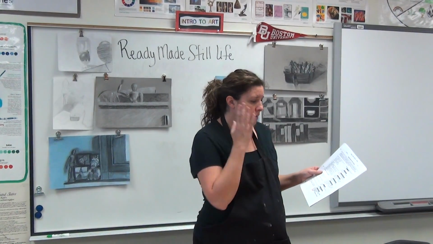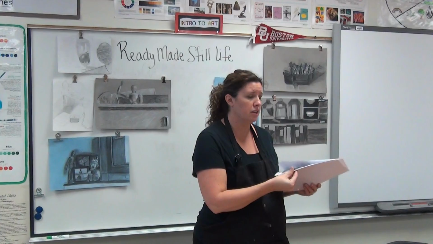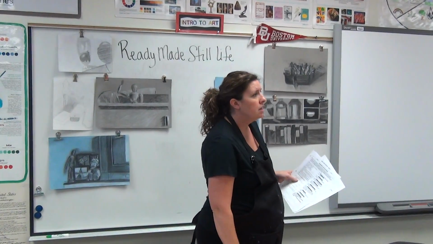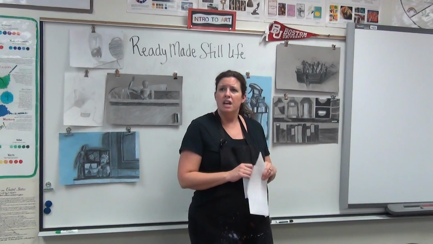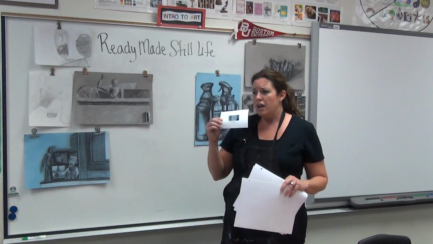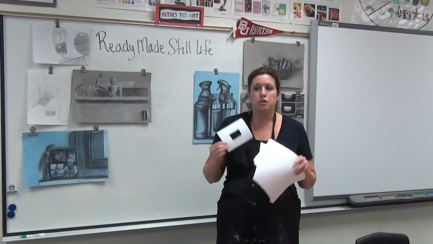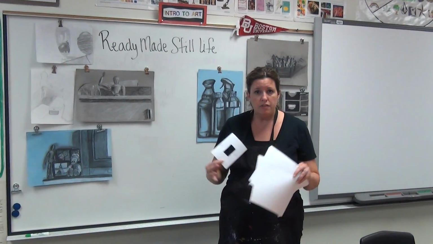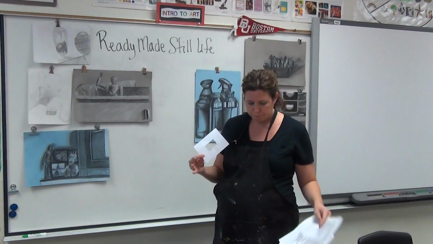So step 1, you're going to find your spot in the room. Meaning, you can stay at your seat. If you need to move around, you can. But you're going to use your viewfinder, and you're going to find a still life that's already there. 3 objects or more that come together that you can draw.